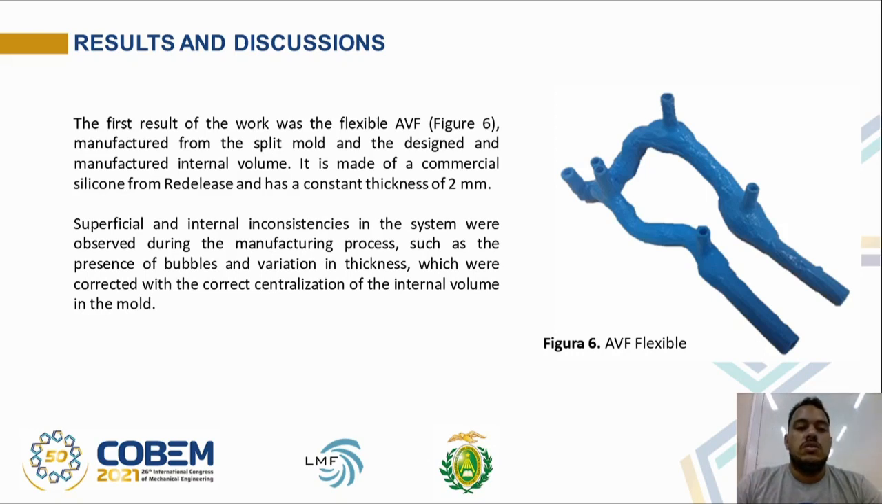Results and discussions. The first result of the work was the flexible AVF, Figure 6, manufactured from the split mold and the designed and manufactured internal volume. It is made of a commercial silicone and has a constant thickness of 2 mm. Superficial and internal inconsistencies in the system were observed during the manufacturing process, such as the presence of bubbles and variation in thickness, which were corrected with the correct centralization of the internal volume in the mold.